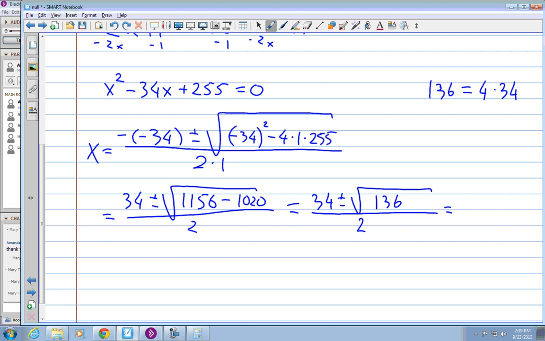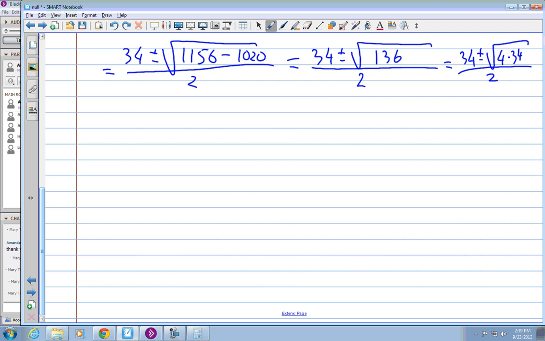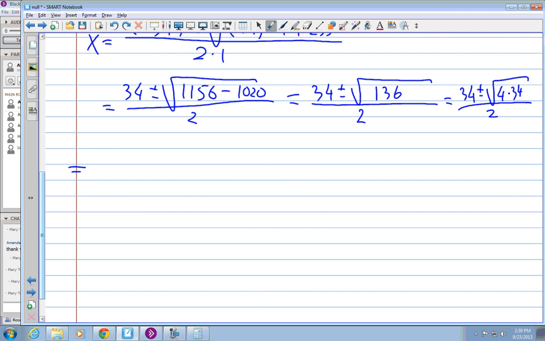So if I do that, it's 34 plus or minus the square root of 4 times 34 over 2. I can take the square root of 4, which is 2. So we get 34 plus or minus 2 square roots of 17 over 2. Right? Divide both by 2. 17 plus or minus square root of 17. Oh, that's a funky looking answer, isn't it? Yeah? So there are 2 of them. You have 2 solutions.